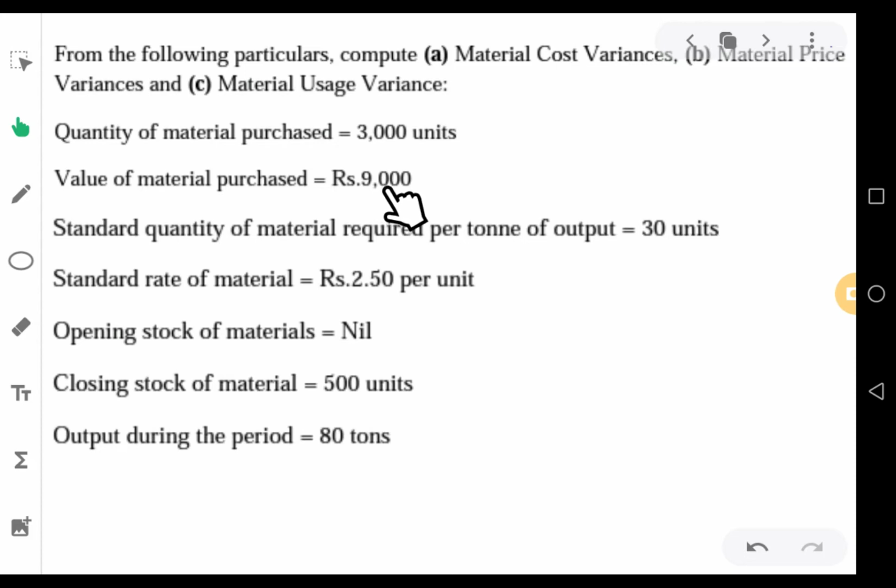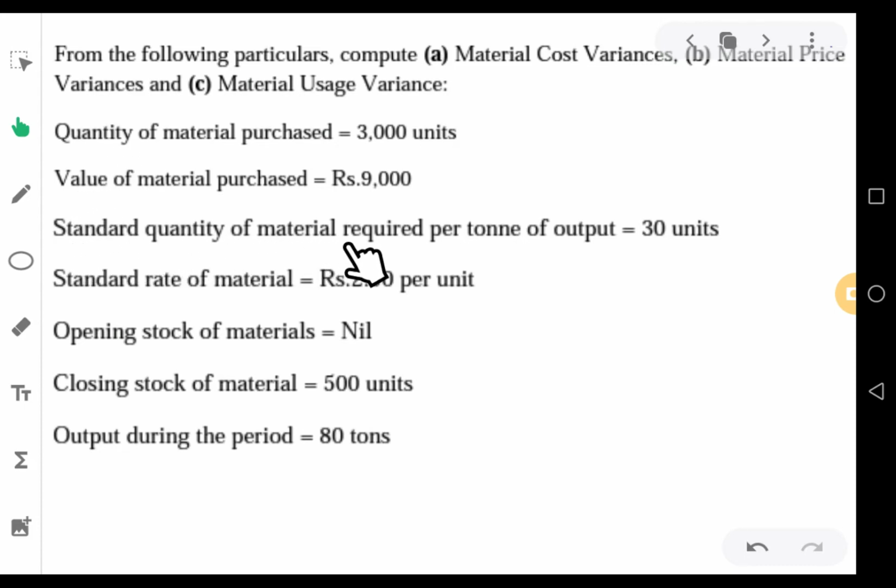By using these two data, you can find out the actual price per unit of material. Actual price per unit of materials can be calculated by dividing the value of materials purchased by the quantity of materials purchased. That should be 9000 divided by 3000, you will get rupees 3 per unit. That we will do in the solution part. Proceed to see what the other things given in the question are.